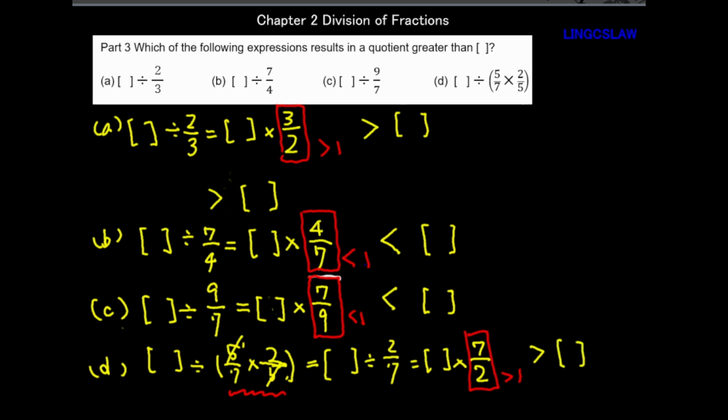So the answer is, we have to choose the expressions which result in a quotient greater than the original one. So the answer is A and D. Now let's go on to the next one.